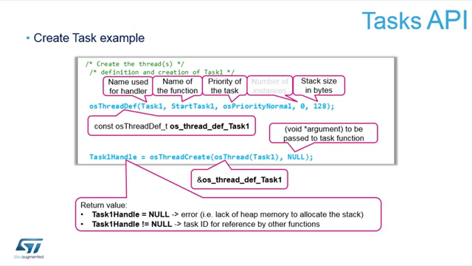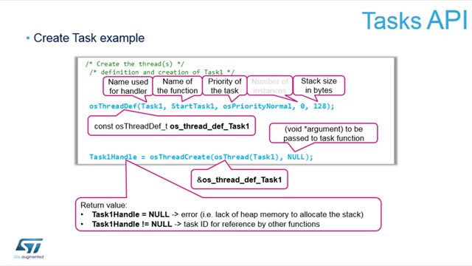The creation of the task will return a thread ID, and you can store it in a handle that can be used when calling thread-related functions. So if you want to get the state of the thread, if you want to suspend the thread, you need the handle to the thread, to the task. And that's exactly what you get when you call the OS_thread_create.